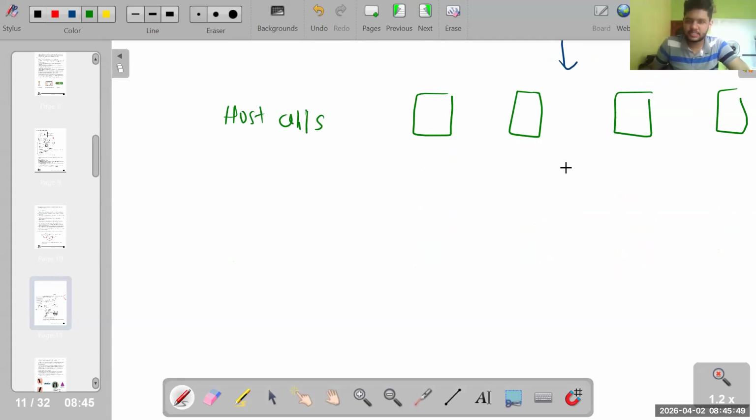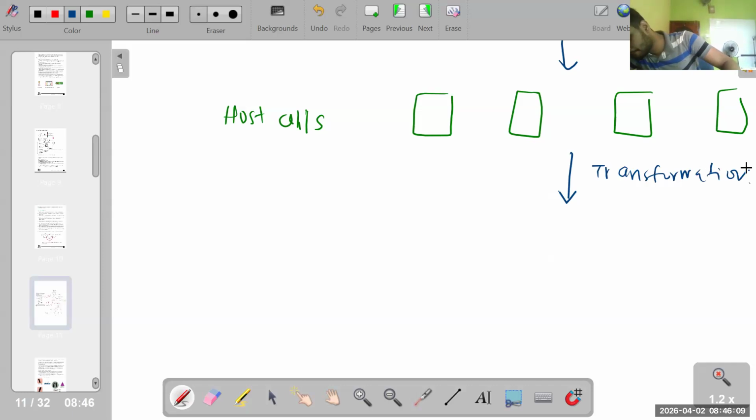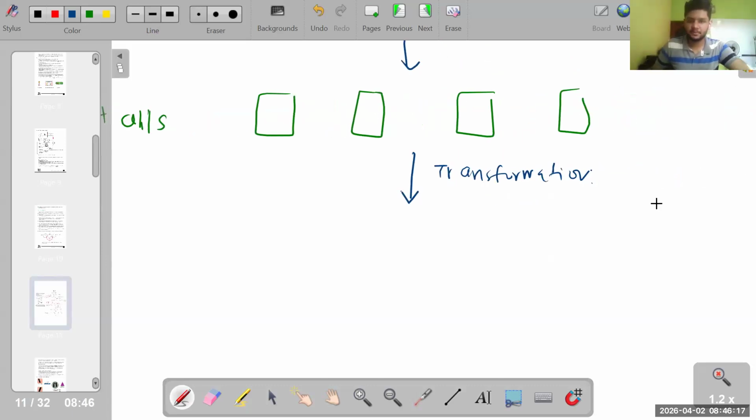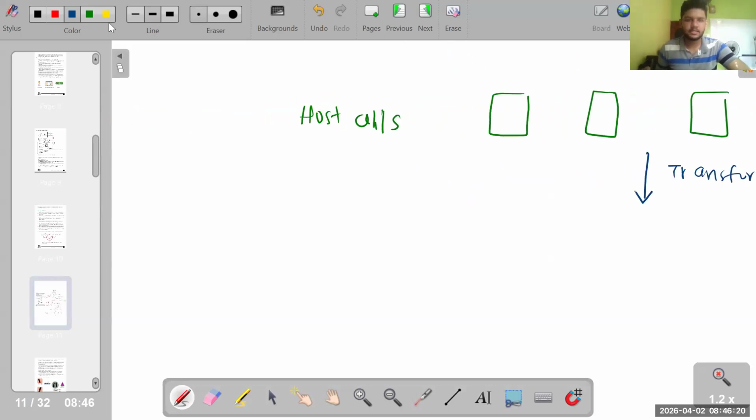They'll be inserted into these host cells. So those host cells will be undergoing a process called transformation. Right? They'll be undergoing a process called transformation. And at the end, what happens? The normal host cells will be converted into.